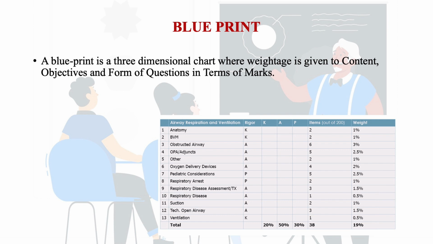So friends, a blueprint is a three-dimensional chart where weightage is given to content, objectives, and forms of question in terms of marks. Before developing or writing items for any tool, for any test, what you have to do? First you have to prepare a table of specification. First you have to make a blueprint. There are three dimensions of a blueprint. The first dimension reflects the content, the second reflects the objective, and the third reflects the form of questions in terms of marks.